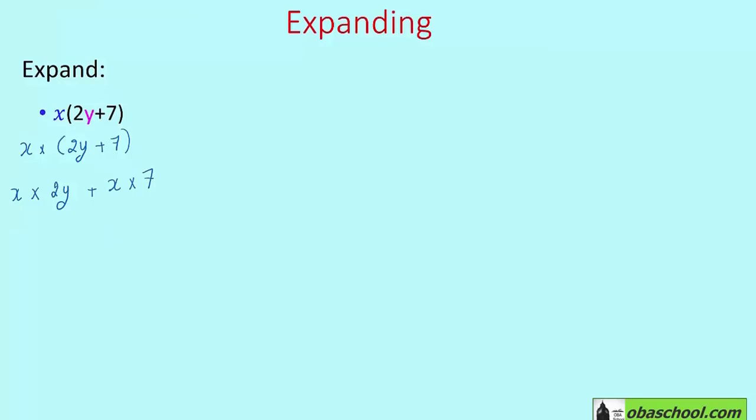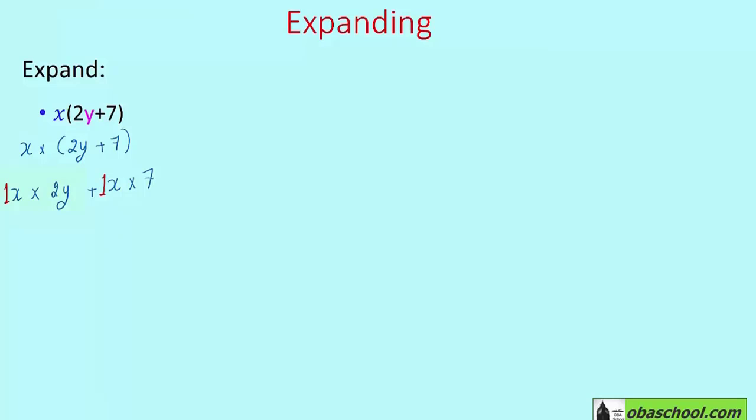First of all, we must know that when we have a variable without any coefficient, which is a number next to the variable, this means that the coefficient for the variable is 1. So the x here means that we have 1x, and this x also is 1x.